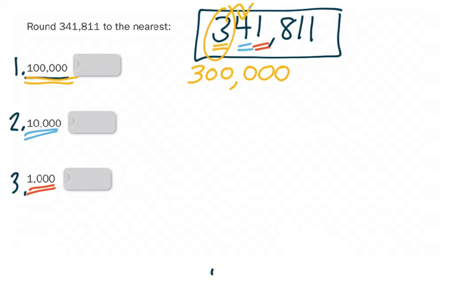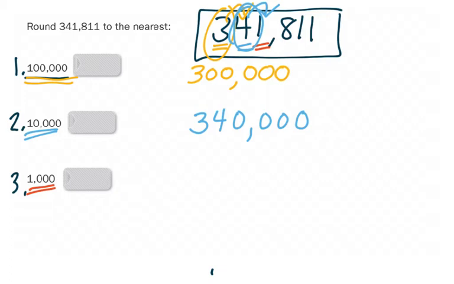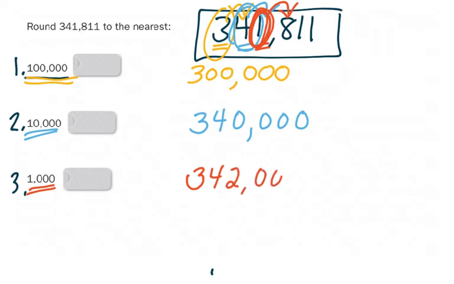Next one, nearest 10,000, so that's in blue. Look to the neighbor, 5 or more, raise the score. 4 or less, let it rest. And it's 4 or less, so we're going to let it rest. And everything after the blue 10,000s place turns to a 0. To the nearest 1,000, the 1 is in the thousands. Look 1 to the right. 5 or more, raise the score. 4 or less, let it rest. And it's 5 or more, so we're going to raise the score from a 1 to a 2. And everything after the thousands place turns to 0.